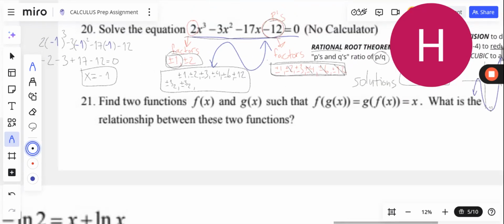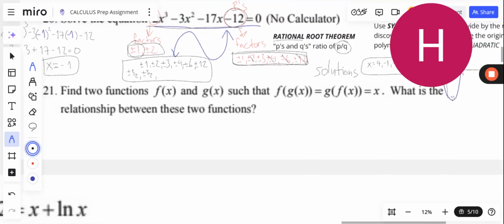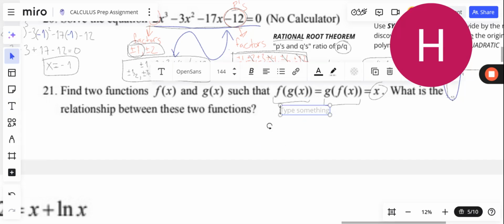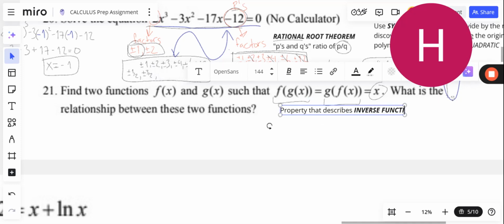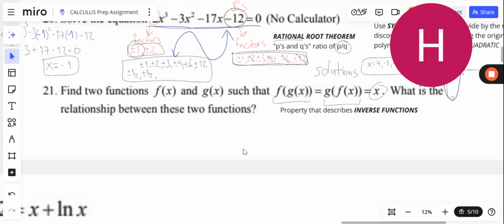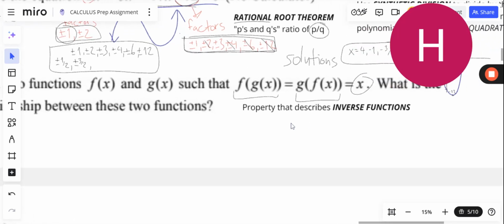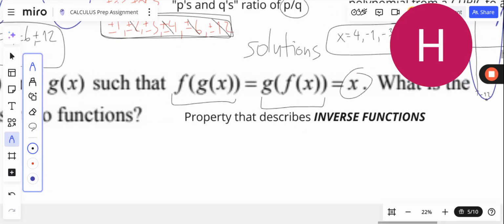Okay, let's move on to this problem about functions f and g such that f of g equals g of f, which equals x. Now this is another definition, or another property, I should say, that describes inverse functions. So whenever you can put one function into another and vice versa and get x, that means you have inverse functions, because functions are like machines. F is like its own machine and g is like its own machine.